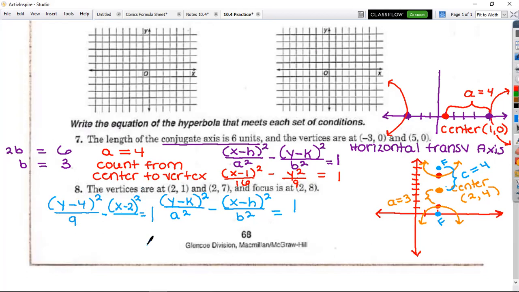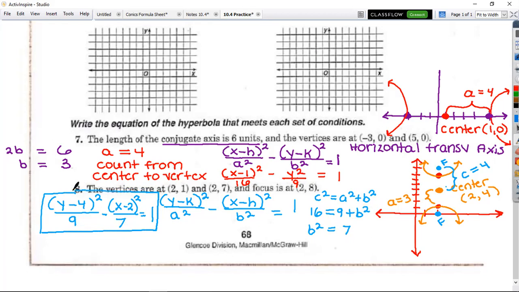All right, so last but not least, to find my b value, I'm going to go c squared equals a squared plus b squared. And your c squared was 16. a squared was 9. b squared was unknown. So b squared is equal to 7. And done. All right, so that's how you're going to do one that has a vertical transverse axis instead. Essentially the same thing. Just have to be careful, plug into the correct formula.